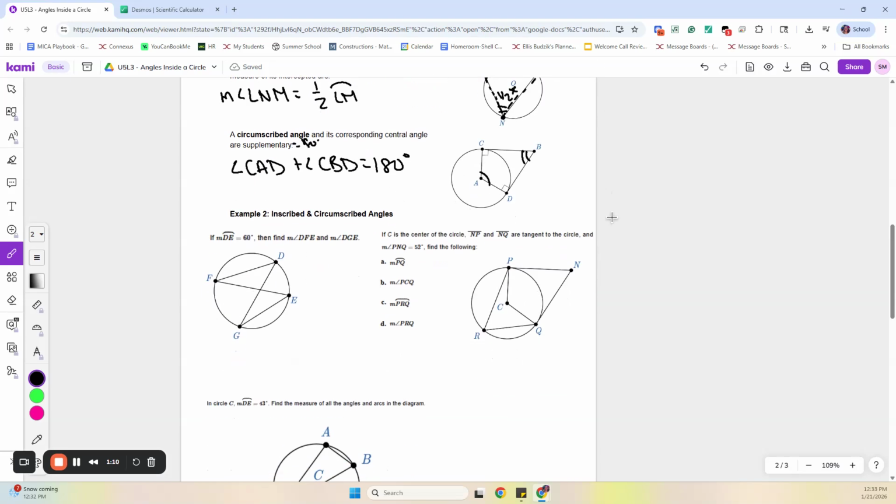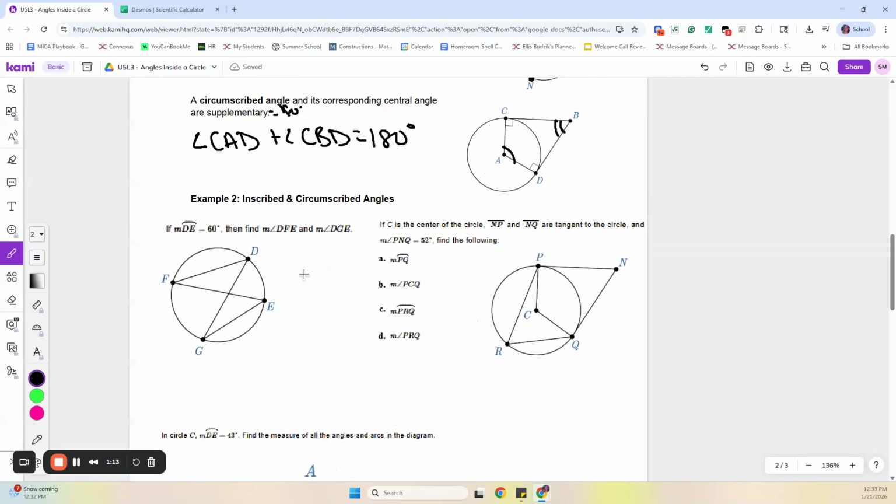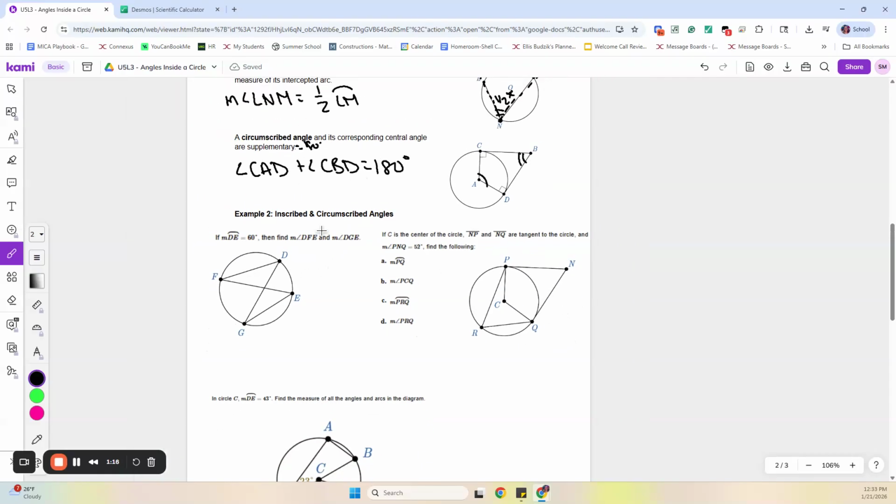So for example, to inscribed and circumscribed angles, it says if DE equals 60 degrees, so arc DE is 60 degrees over here, then find the measure of angle DFE. So notice DFE is an inscribed angle, and I always like to see where those sides go. So this side goes over here, this side goes over here. Notice how we're talking about this arc, the 60-degree arc. So then I know that angle DFE is just going to be half of that 60 degrees. So that means it's going to be 30 degrees. So DFE equals 30 degrees.